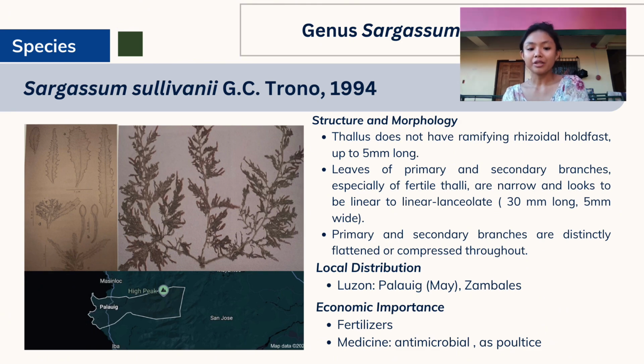They are found here in the Philippines, most especially in Palawig, Zambales. They are economically used there as fertilizers and medicine, as antimicrobial in the form of a poultice.